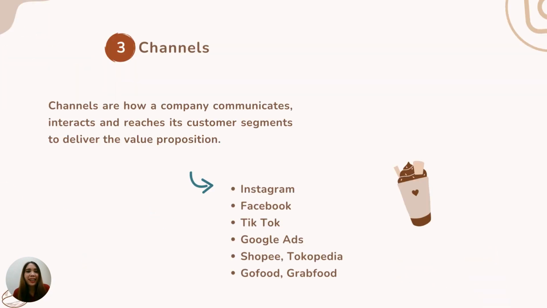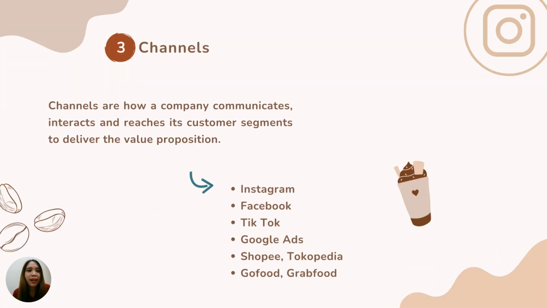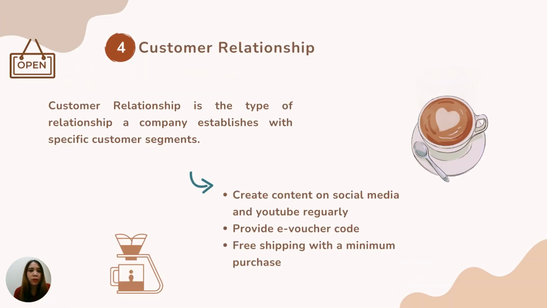The third, channels. Channels are how a company communicates, interacts, and reaches its customer segments to deliver the value propositions. For example, it's for Instagram, Facebook, TikTok, Google Ads, and etc. Next, there is also customer relationship. Customer relationship is the type of relationship a company establishes with specific customer segments. For example, provide a voucher code, free shipping with a minimum purchase.